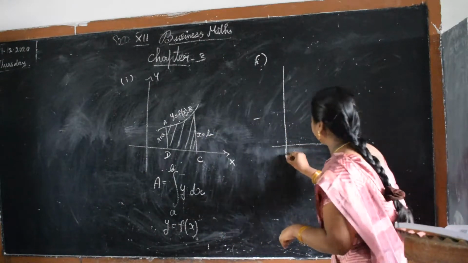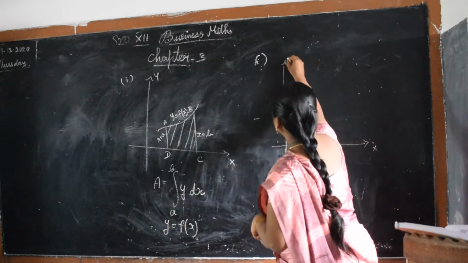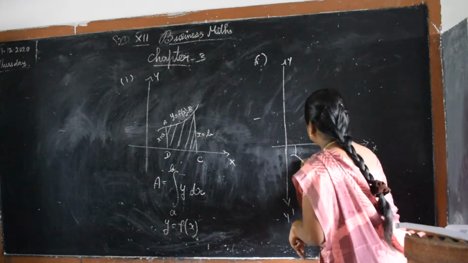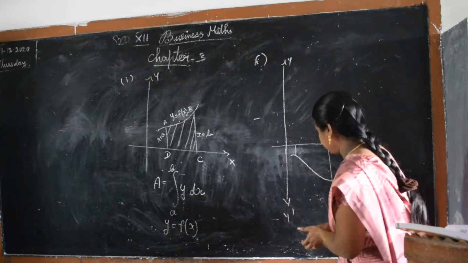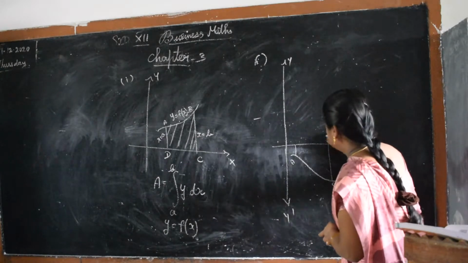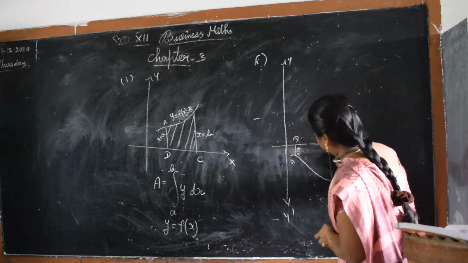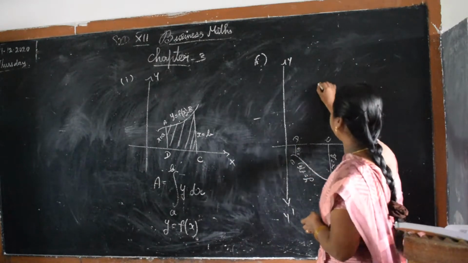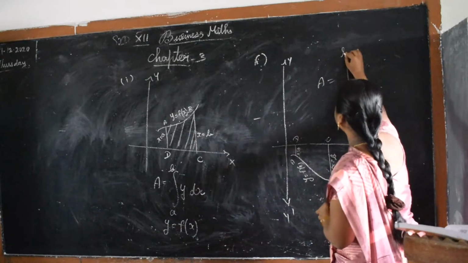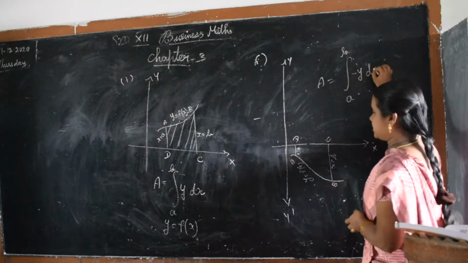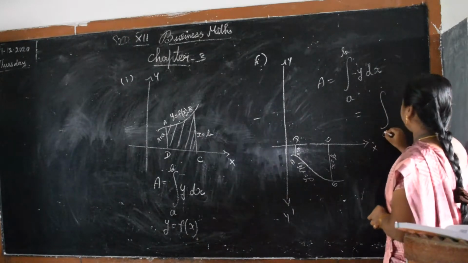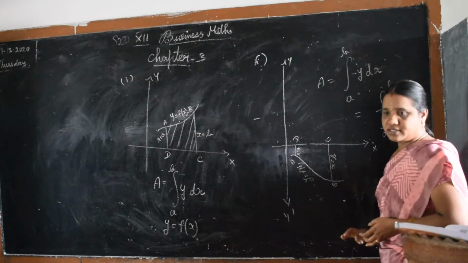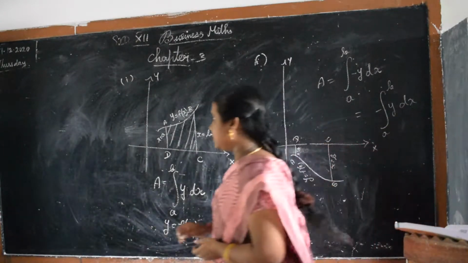See here, x, y, y dash. Suppose the curve lies below the x-axis, that is a, b, c, d. x is equal to a, x is equal to b, y is equal to f of x. The formula for finding area is integral a to b of minus y dx. Again, you can write it as minus of y dx. Here y is equal to f of x. This is the second case.